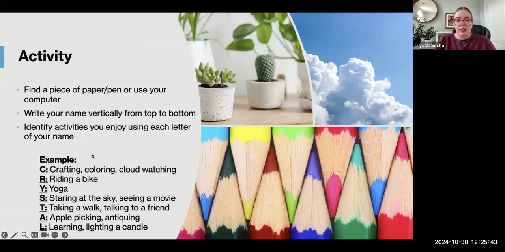So for example, I wrote my name here. So for Crystal, I identified activities that I enjoy that start with C. So crafting, coloring, cloud watching. For R, I put riding a bike and so on and so forth. You'll see all the things that I truly enjoy. So I'll give us just a few moments if you can.